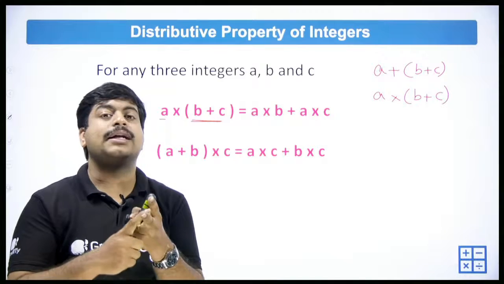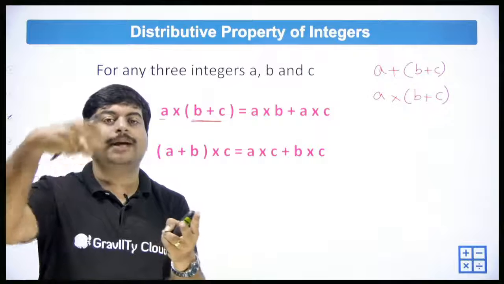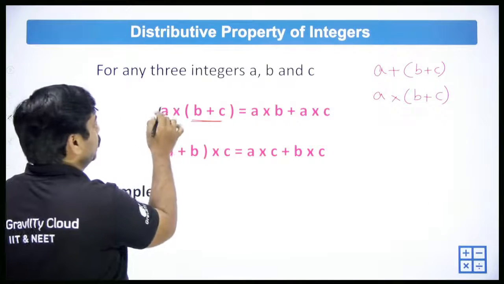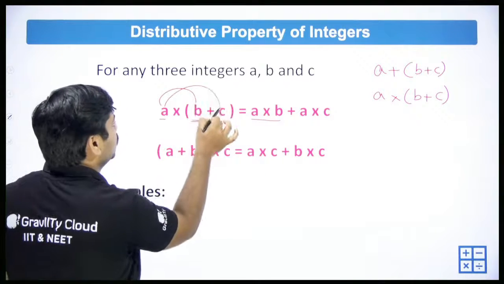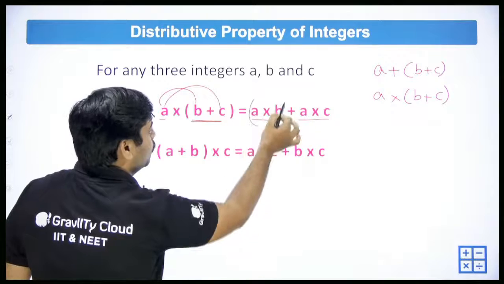And we need to distribute whatever we are multiplying. We should distribute to the remaining all numbers. You can see here, A we are distributing to B. So, A into B, plus A we are distributing to C, so A into C. You should be very careful here.